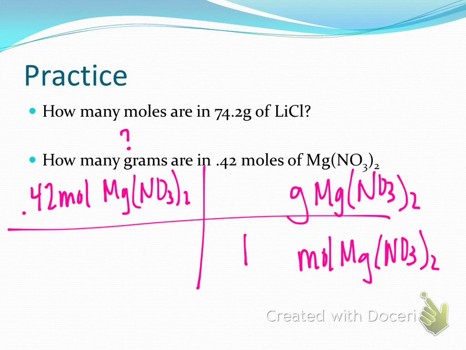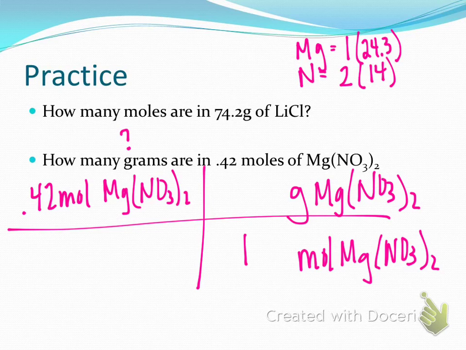Okay, how many magnesium atoms do we have? 1 times 24.3. Good. How many nitrogen atoms do we have? 2. And its molar mass is 14. And how many oxygen atoms do we have? We have 6, right? And its molar mass is 16. Okay, so add that all up.